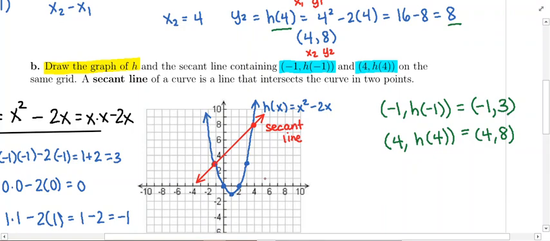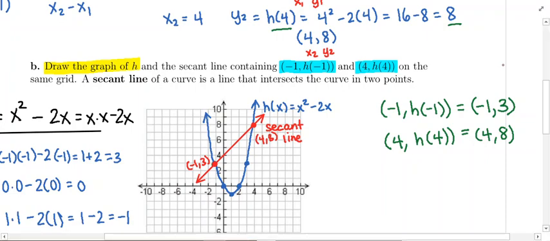So let's go back through the directions. We drew the graph of H, that's the blue parabola, and now we've drawn the secant line containing -1, 3, and I'll even label these points. This is -1, 3, and this is the point 4, 8. That secant line is a line that intersects the parabola in 2 points.